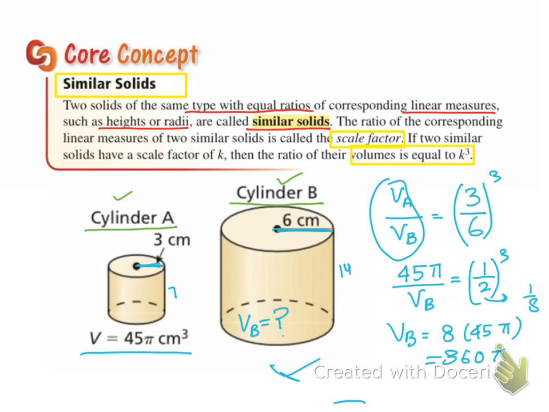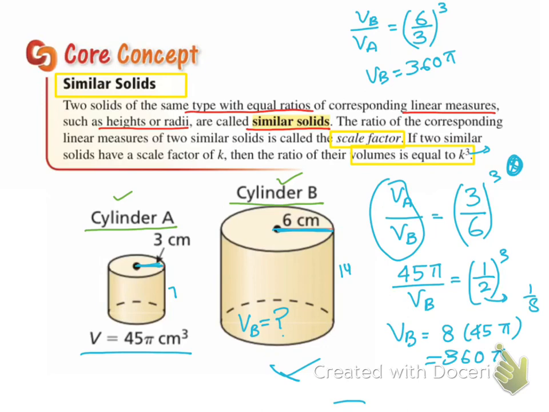So that's one way, which is a little complicated. You can make it easier if you know VB is bigger. When you take the scale factor, you can take VB over VA, so the measurement from B is on top. If you keep the bigger one on top, your calculation is easier, and that is your k cubed. It depends on how you write your expression. If you solve it, VB is also 360 pi. That's easier, I feel.